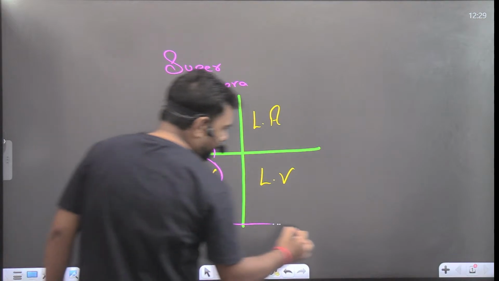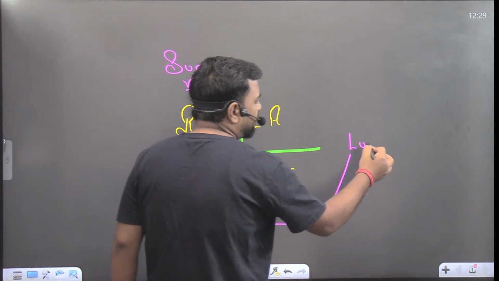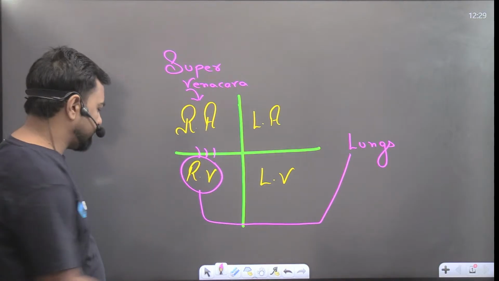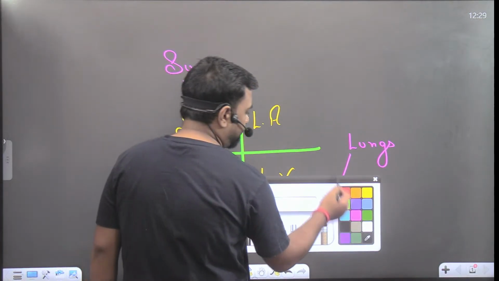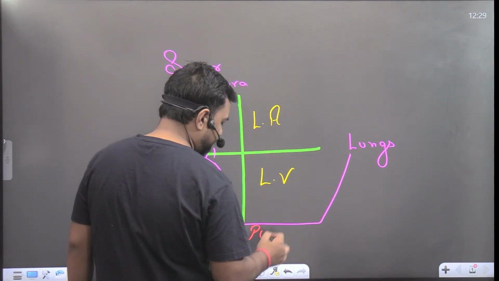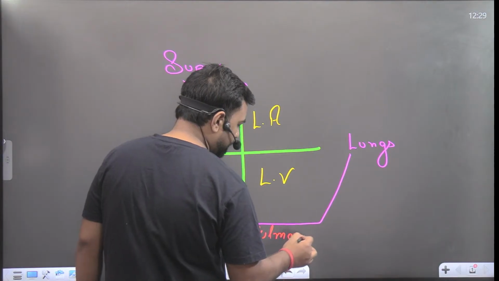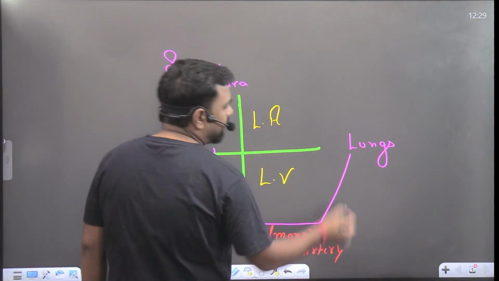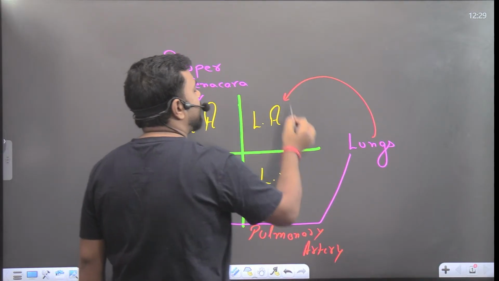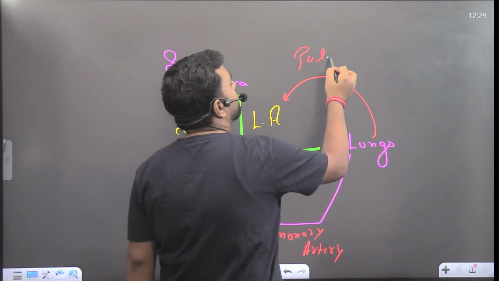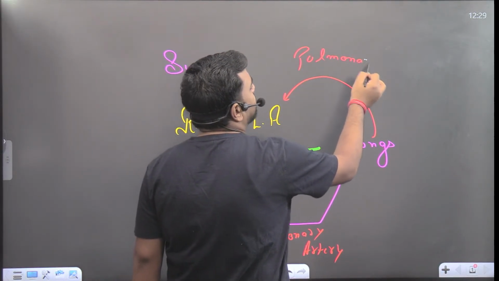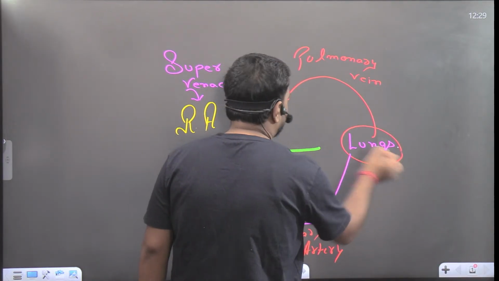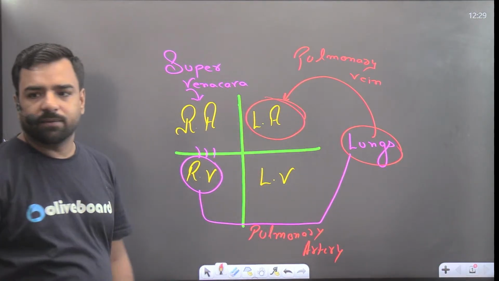Now the blood, which has a lesser amount of oxygen, reaches the lungs. This is done by the pulmonary artery, and via the lungs it goes to the left atrium via the pulmonary vein. So from the lungs, the blood is reaching the left atrium, right?